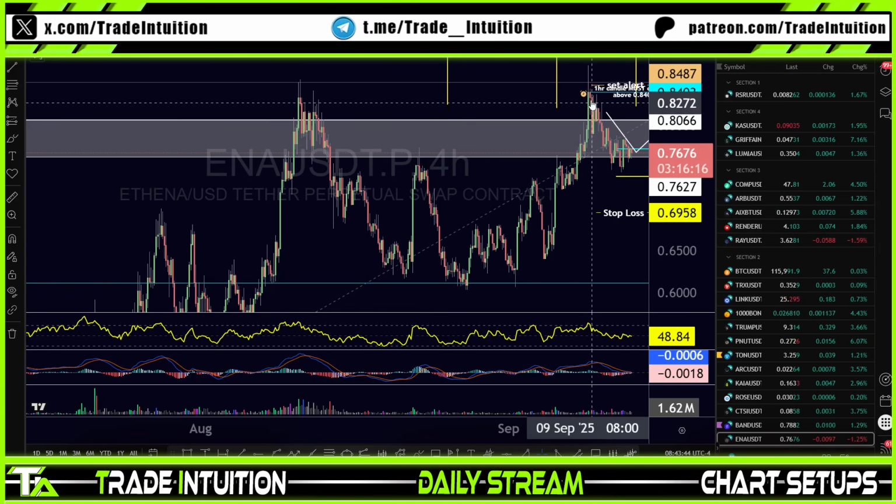ENA, this was a nice one. We're in this one, actually, where it pulled back, started coming up, and now let's see if it continues that strength. This is what we want. We want to see this.